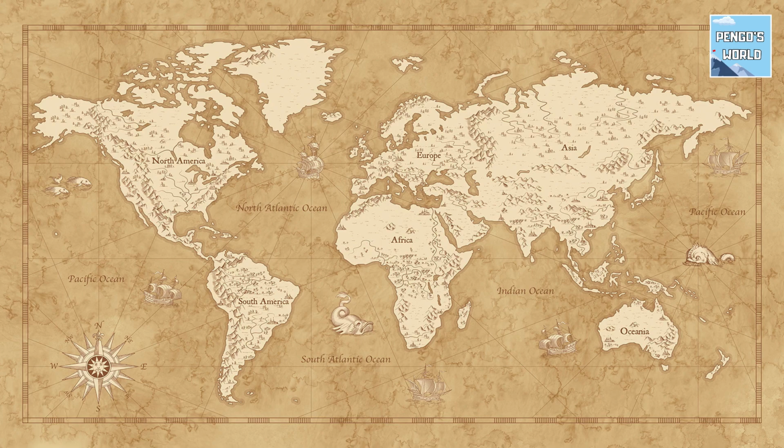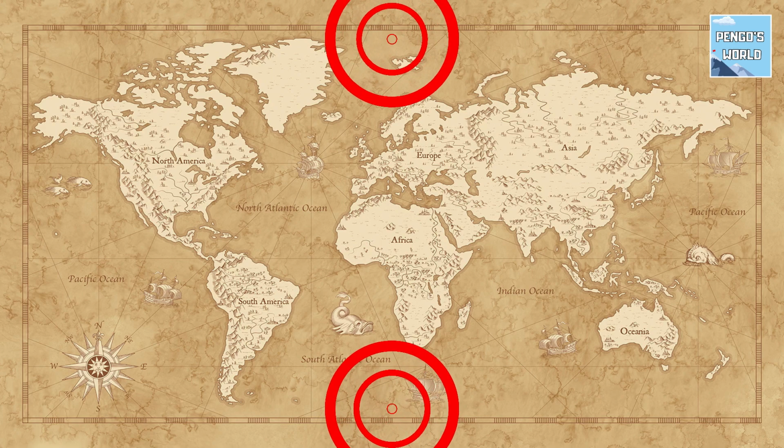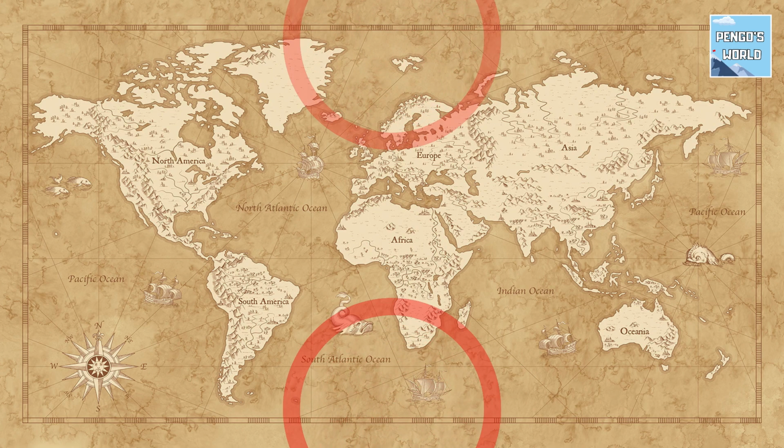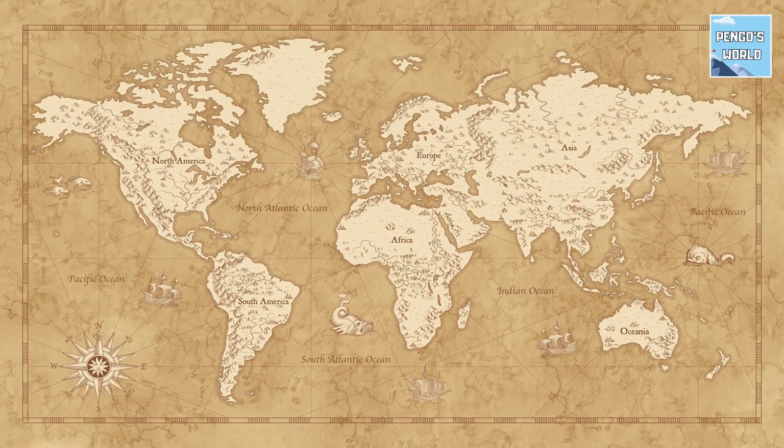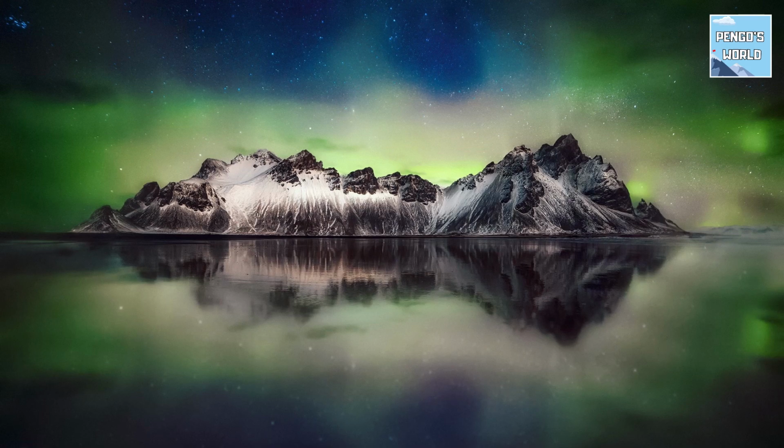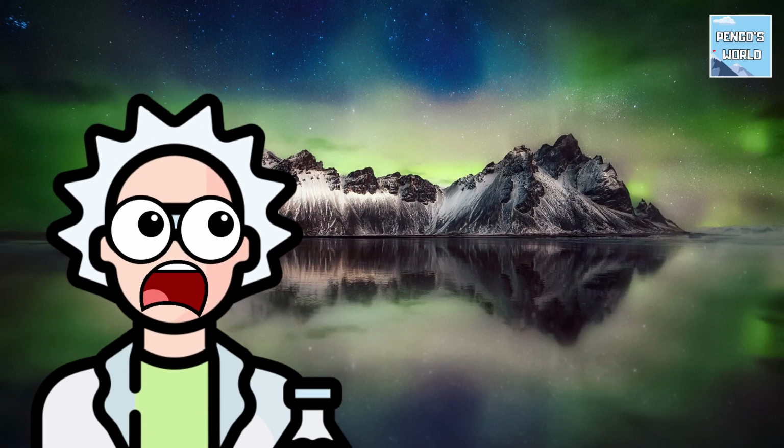The aurora can be seen near the poles of both the northern and southern hemisphere. In the north, the display is known as the Aurora Borealis. In the south, it is called the Aurora Australis, or Southern Lights. These northern and southern lights have fascinated, frightened, and inspired humans for centuries.